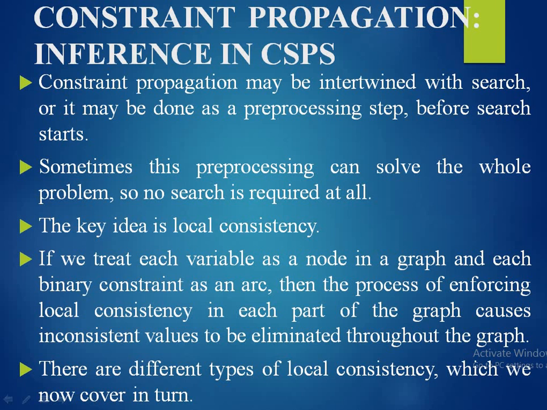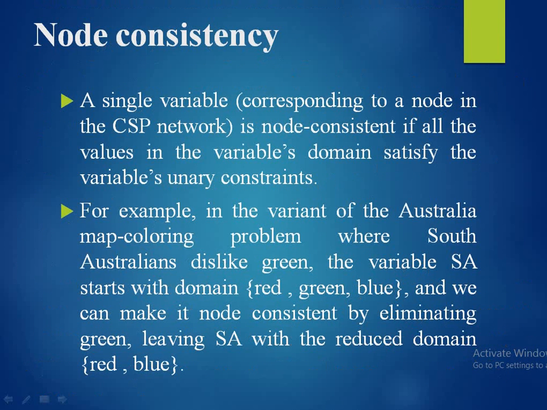The key idea is local consistency. If we treat each variable as a node in a graph and each binary constraint as an arc, then the process of enforcing local consistency in each part of the graph causes inconsistent values to be eliminated throughout the graph. There are different types of local consistency, which we now cover in turn. What are those local consistencies? The first one is node consistency.